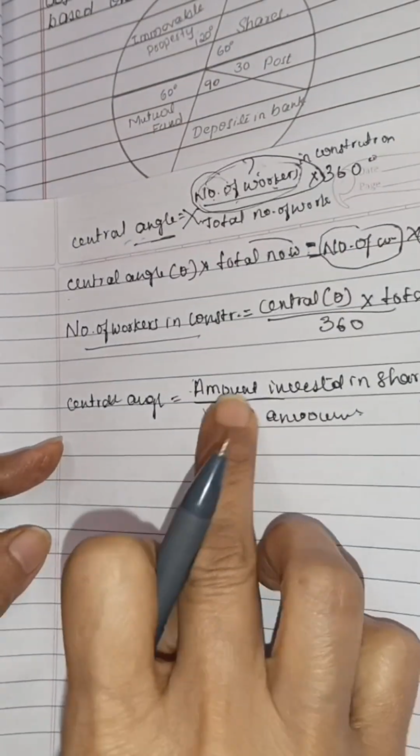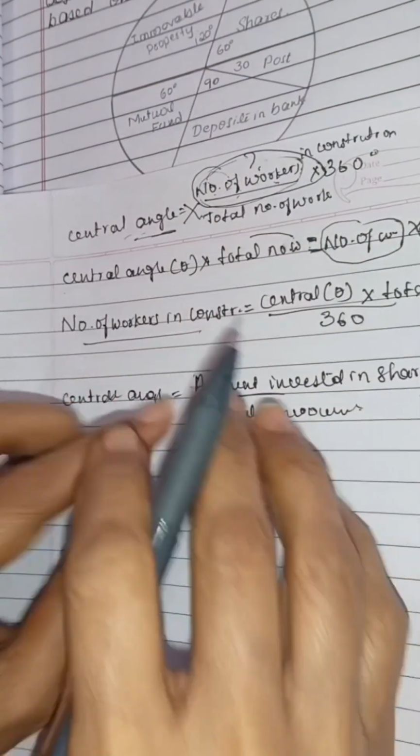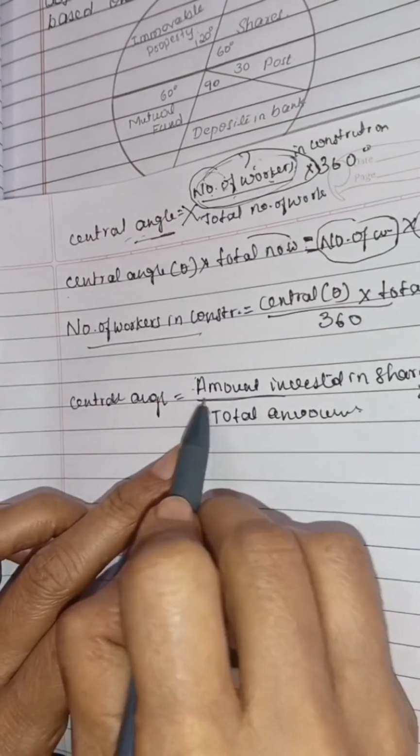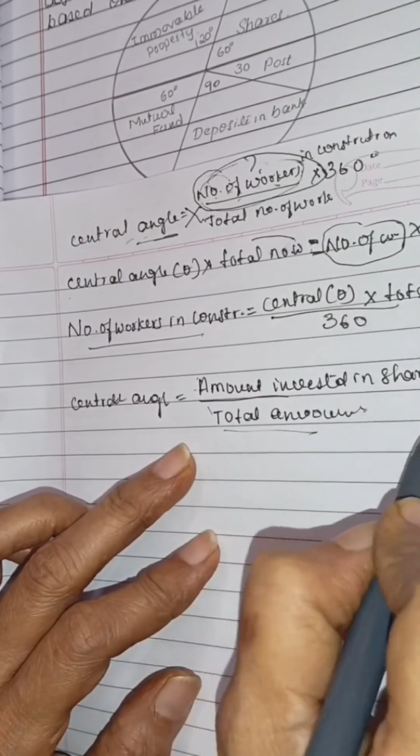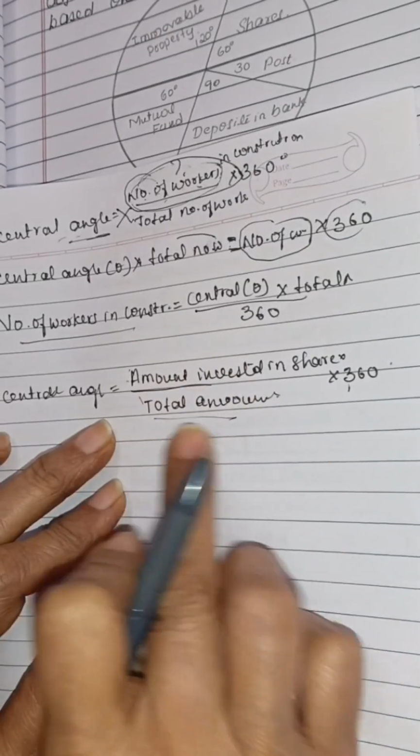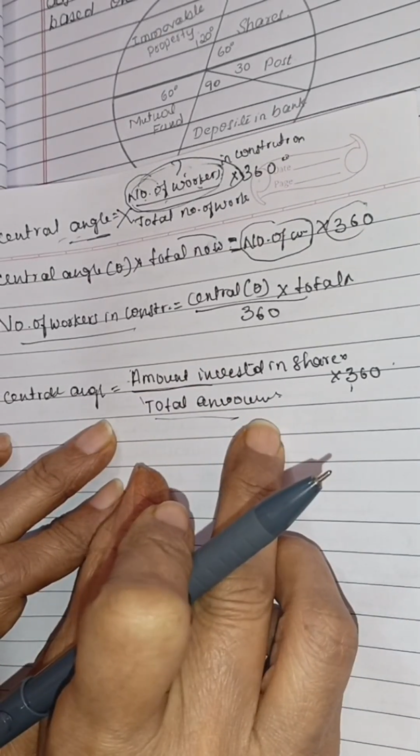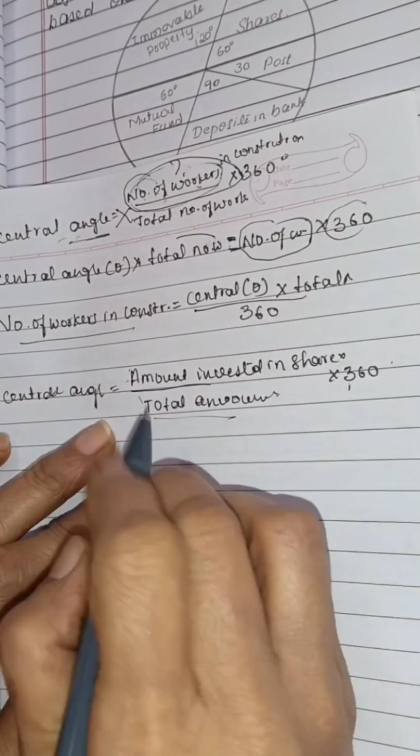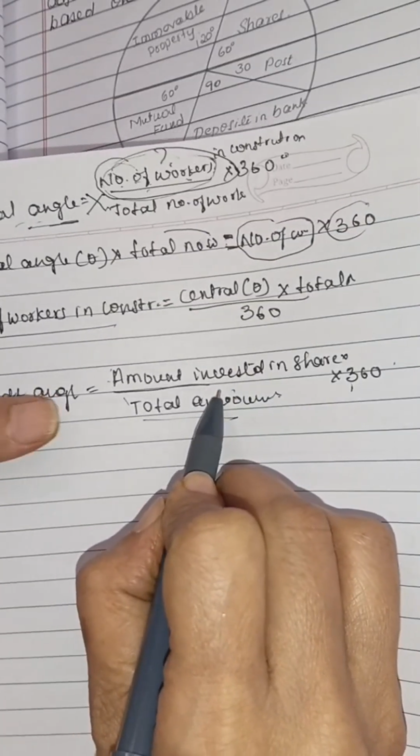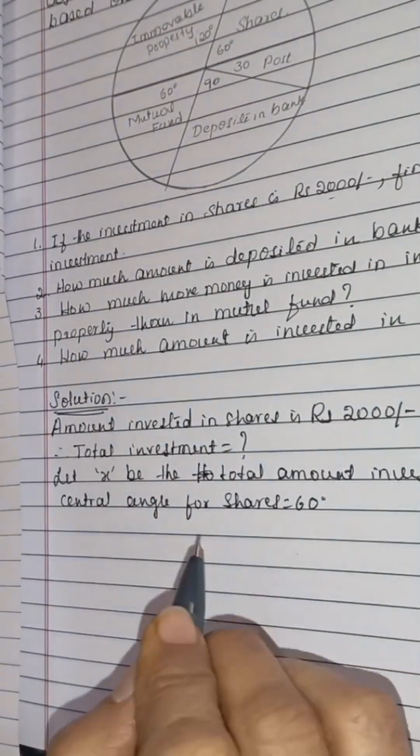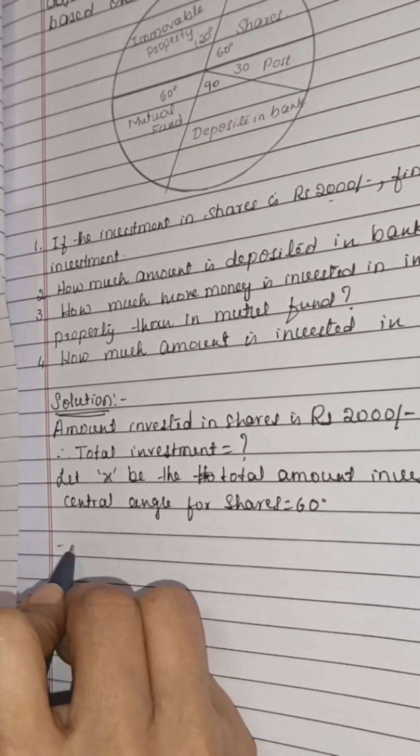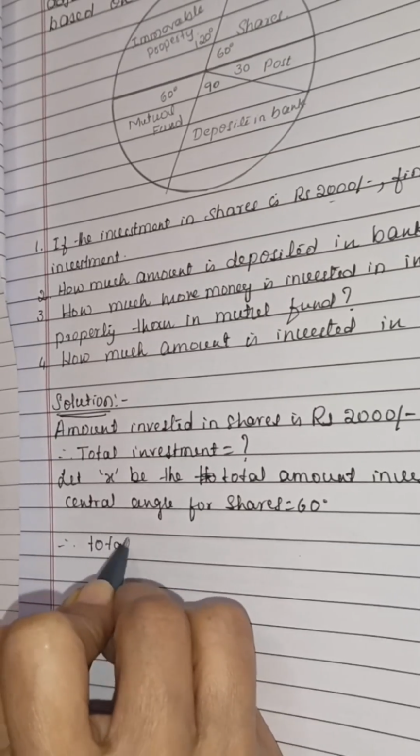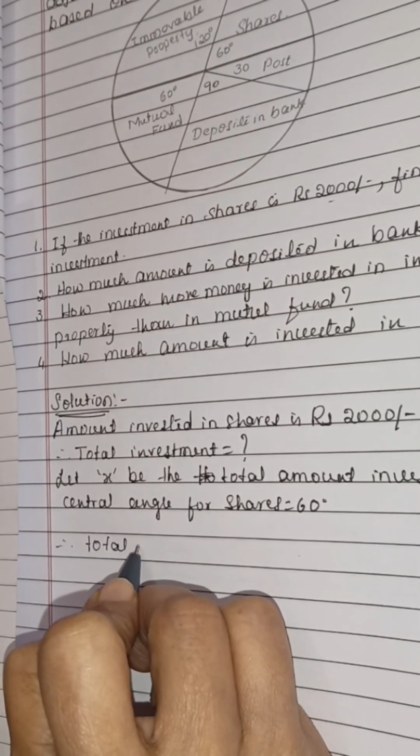Central angle, this is the normal formula. How does the normal formula come? Number of items divided by total number of items multiplied by 360. Here the amount invested is the shares, no? So now we have to find out the total investment.